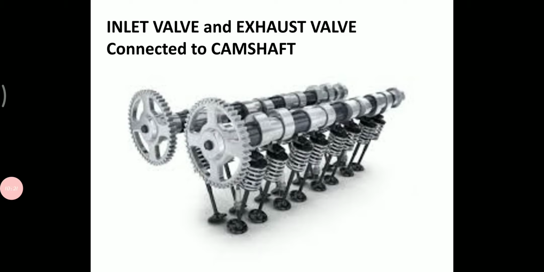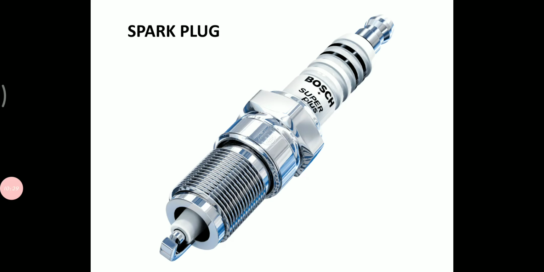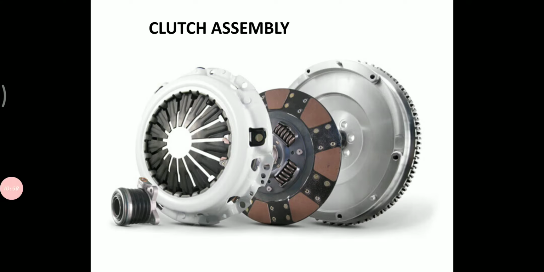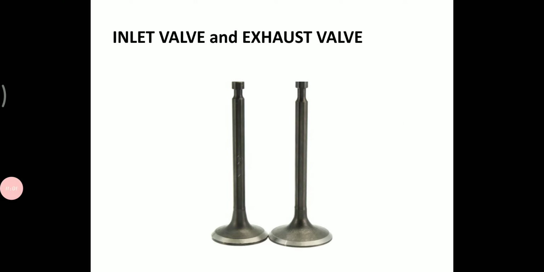Camshaft. This is what consists of multiple pistons with multiple valves. Spark plugs are used for ignition of the fuel in a petrol engine. Fuel injector. I told you fuel injection is done in a diesel engine, whereas in a petrol engine, fuel suction takes place at the beginning of the cycle, whereas fuel injection in a diesel engine takes place at the end of the second cycle. I will explain this in later slides. Clutch assemblies, inlet and exhaust valve.